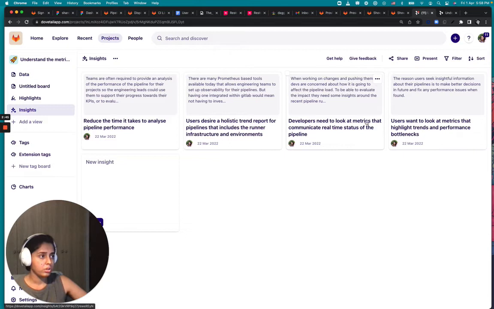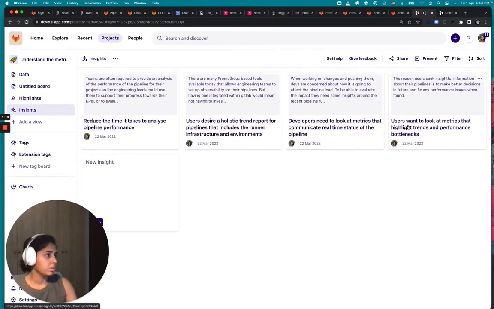Then developers need to look at metrics that communicate real-time status of the pipeline. Because of the nature of the job that they're performing, they are more concerned about what is happening with the pipeline that's running for a merge request that I created or a change that I pushed. So they are more concerned about the health of that running pipeline rather than the trends when the data is compared to past performance.